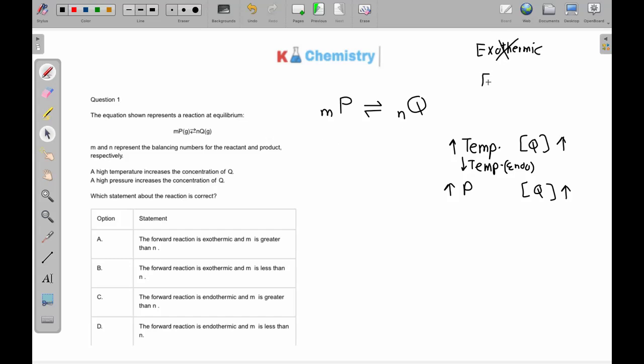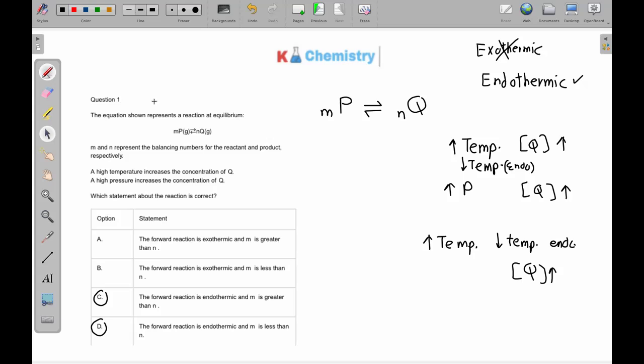Let's imagine that it is an endothermic reaction. What if the reaction is endothermic? If you have increased the temperature, the reaction will try to decrease the temperature. So it will move in the endothermic direction, and endothermic is forward, so Q is going to increase. That's correct, so my reaction is endothermic. This means that I have either option C or option D.